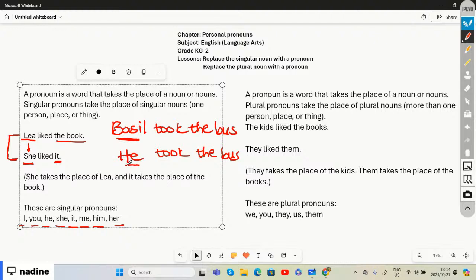Because the word he is a pronoun, and this pronoun usually takes the place of a noun. So instead of saying the person's name, we can just say he. If we were to say, for example, Elizabeth plays with her dolls, instead of saying Elizabeth, we can say she. That is singular pronouns. But now we also have plural pronouns, and plural pronouns are words like we, you, they, us, or them. They refer to more than one person, more than one place, or more than one thing.